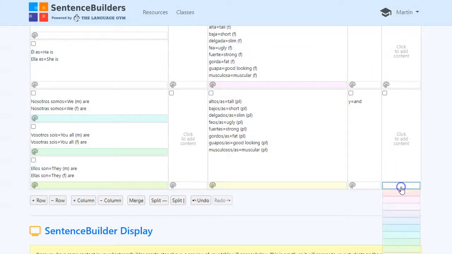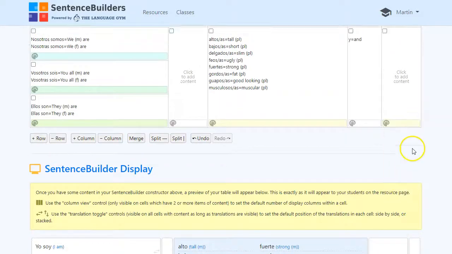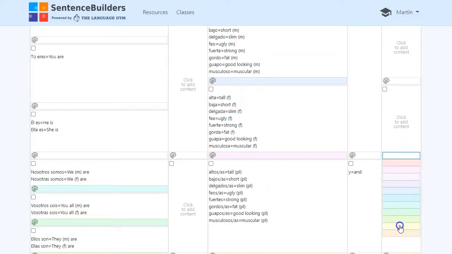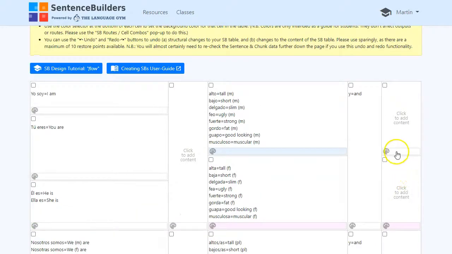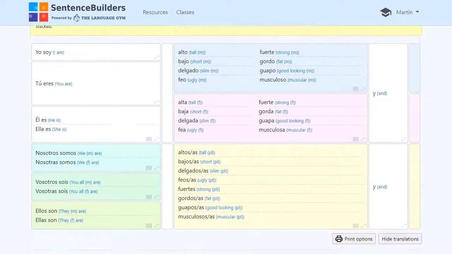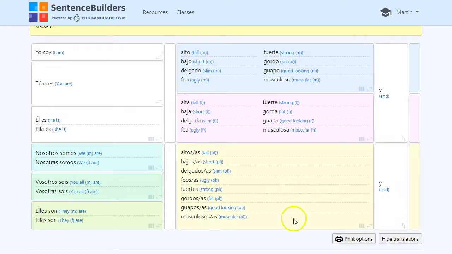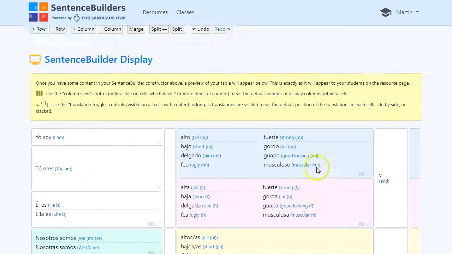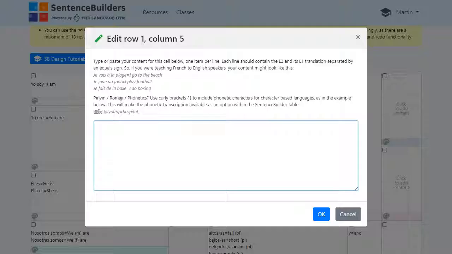And if we colour code our cells the same as the previous ones on the left, so that we have plural one in yellow, a feminine singular one in pink, a masculine singular one in blue, this is what our table structure will end up looking like, with our spaces there for us to put our other set of adjectives. I'll just change that to make it a thinner column, and we'll start adding the other content.